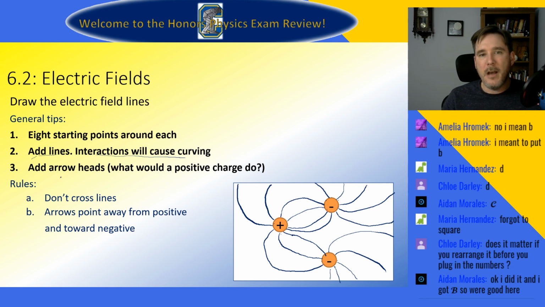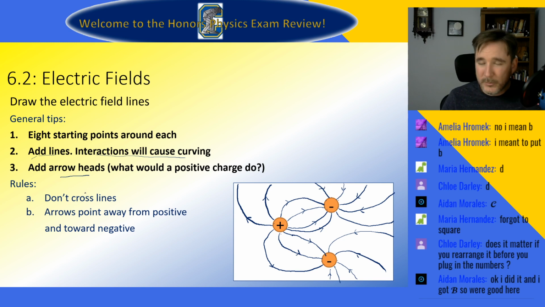All right, now I'm going to draw the arrowheads. What would a positive charge do? A positive would move away from this positive, move away from that, and move toward the negative. Move away from positives and toward negatives is what a positive charge would do. I'm not going to do every single little line that I drew because I don't want it to look sloppy, but away from positives and towards negatives is basically what I'm going to do.